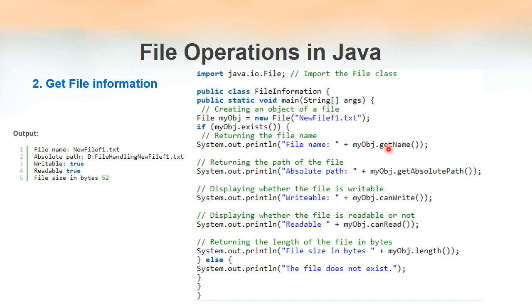Don't think that these are also returned by this method. The getName method returns only the name of the file, that is this portion. Similarly, getAbsolutePath returns only the path of the file, that is from D to this txt. Similarly, canWrite and canRead return either true or false, and myObj.length returns the size of the file in bytes. So these are the different methods that I can use to get the file information.